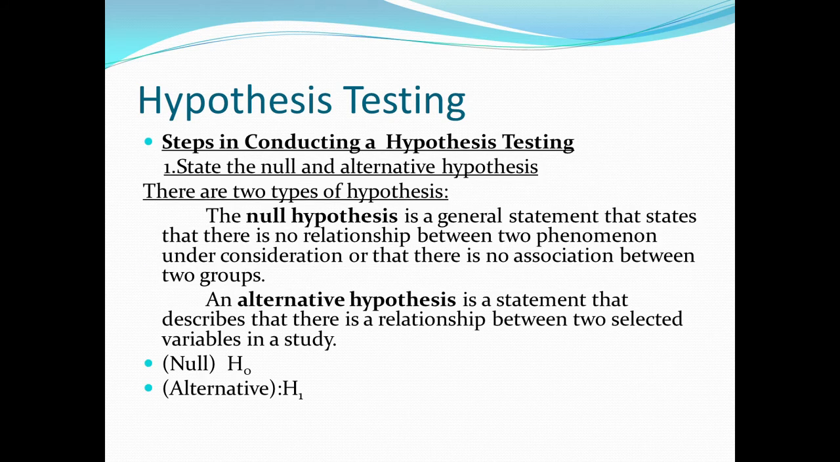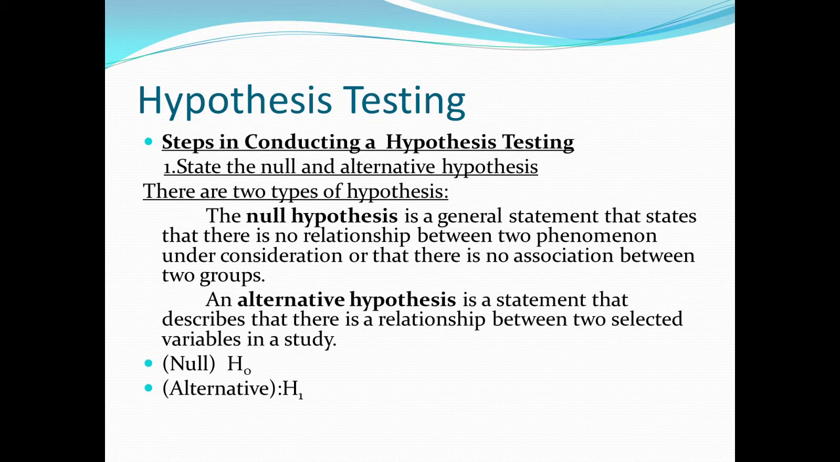Now, let's talk about the steps on how to conduct a hypothesis testing. So, the first step is to state the null and alternative hypotheses. Ito yung sinabi ko na there are two types of hypotheses. The first one is the null hypothesis. It is a general statement that states that there is no relationship between two phenomena under consideration or that there is no association between two groups.